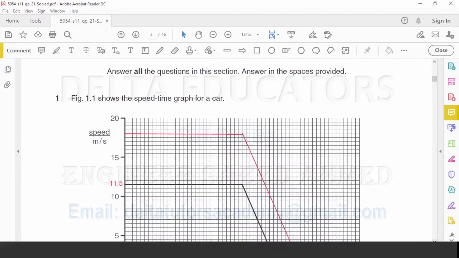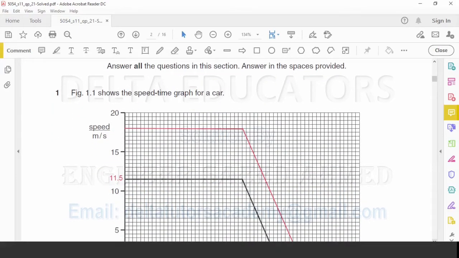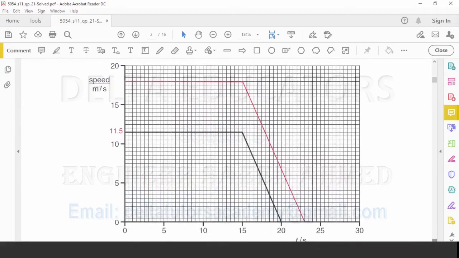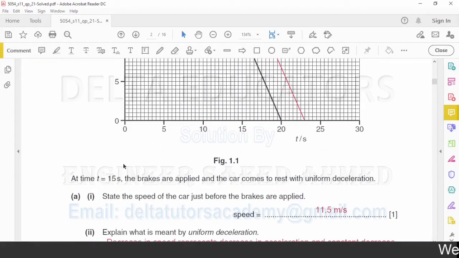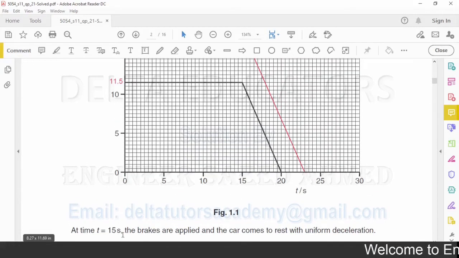Now question 1. Figure 1.1 shows the speed time graph for a car. Here we have plotted a graph between time and speed. So this gradient will represent acceleration, and the area under these lines will represent the distance covered by the object. At time t is equal to 15 seconds, the brakes are applied and the car comes to rest with uniform deceleration. Part A, first part, state the speed of the car just before the brakes are applied. The brakes are applied at time t is equal to 15 seconds.